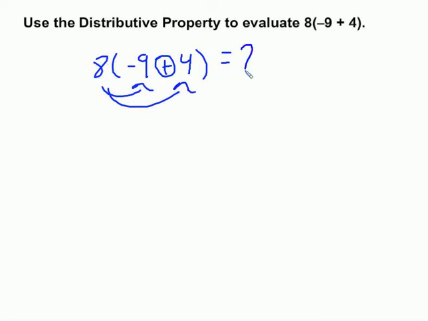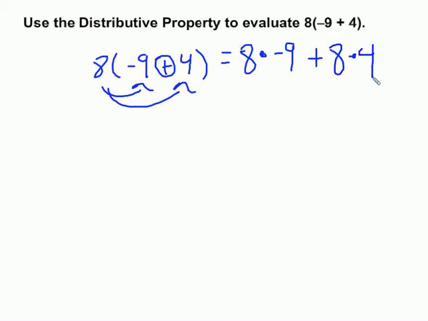Use the distributive property to evaluate 8 times the quantity negative 9 plus 4. Now I do see a negative there, however, it is a sum. So I'm multiplying a number by a sum. And the reason it's a sum is because of that plus sign right there. So I know that the distributive property tells me that I'm going to do 8 times my first number plus 8 times my second number.